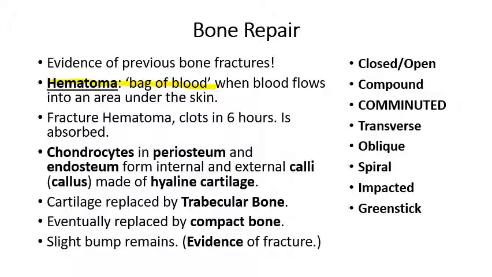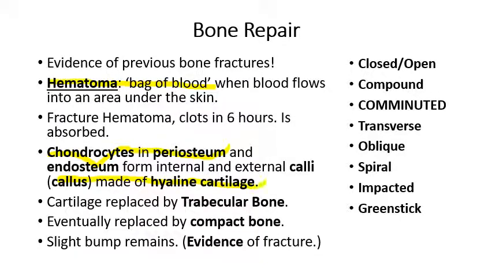So you start out with a hematoma where the bone was broken, and the blood will clot in about 6 hours. Then the blood will be reabsorbed. And then we have chondrocytes present in the periosteum. The chondrocytes in the periosteum and the endosteum will begin to build a structure called a callus, calli plural, callus singular. Right? And the callus is originally made of hyaline cartilage, as you'd expect.